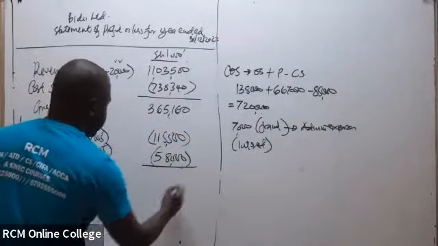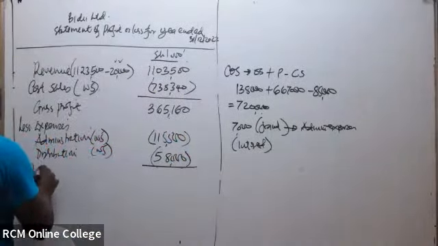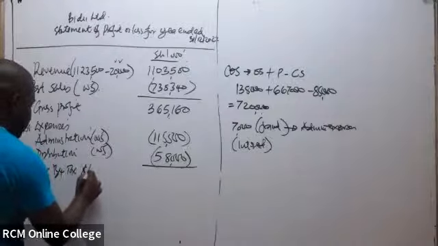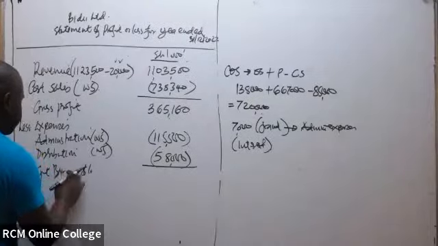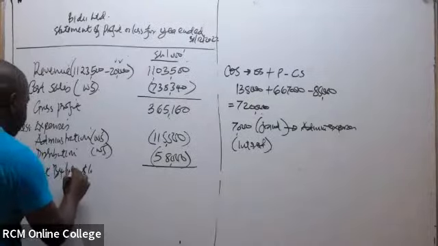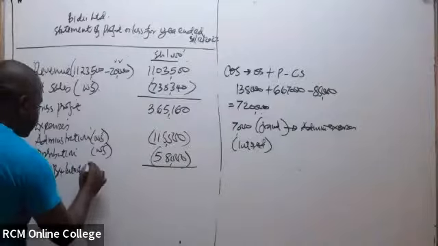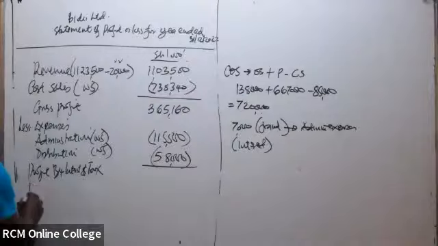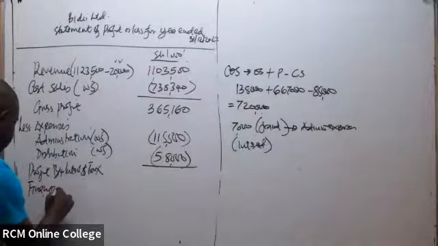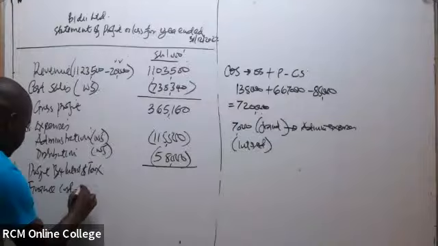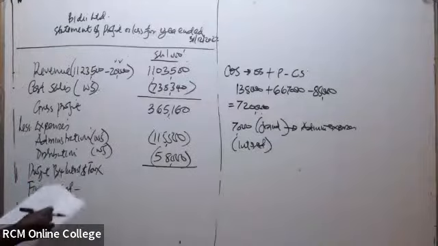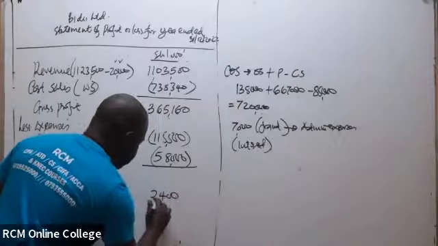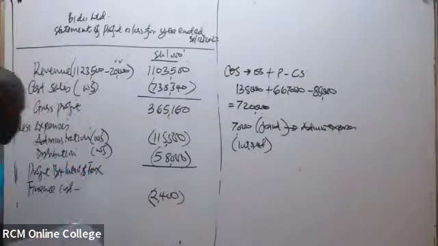But now in this case, you can get the profits. Profit before interest and tax. What is the profit before interest and tax? You can give me the figure. Then of course you can now put the finance costs, where we have the bank interest of 2,400,000. That becomes our finance cost.